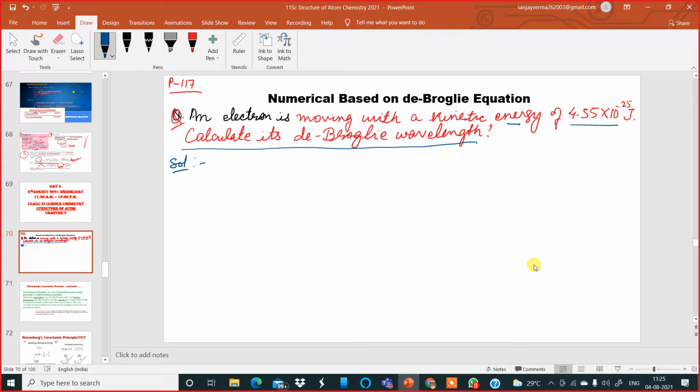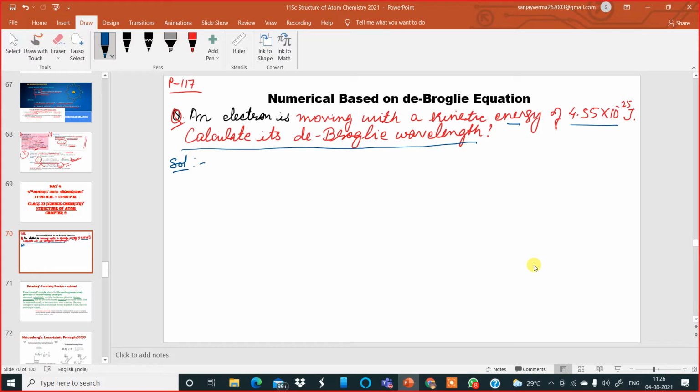Now I think you must have finished copying the question. Now the solution part. We know the formula for calculating the kinetic energy of any particle. What is the formula for calculating the kinetic energy of a particle possessing kinetic energy? Half mv square. Yes, very good. The formula to calculate the kinetic energy of any moving particle is half mv square.